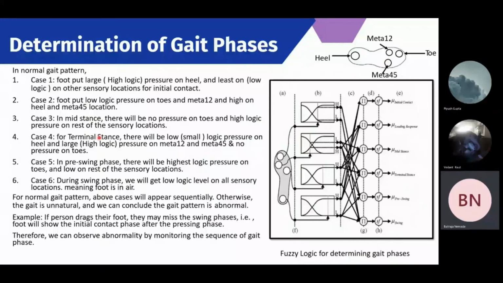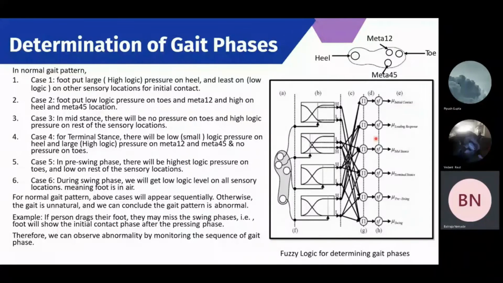From the insole that we have created, we are finding gait phases. This comes from simple fuzzy logic. There are six cases of gait phases. It is simple: the part which gets pressure is represented as 1, and the part which doesn't get pressure is represented as 0. We have arranged this and found six cases, and this is how it is divided. This is how we are determining the gait phases.